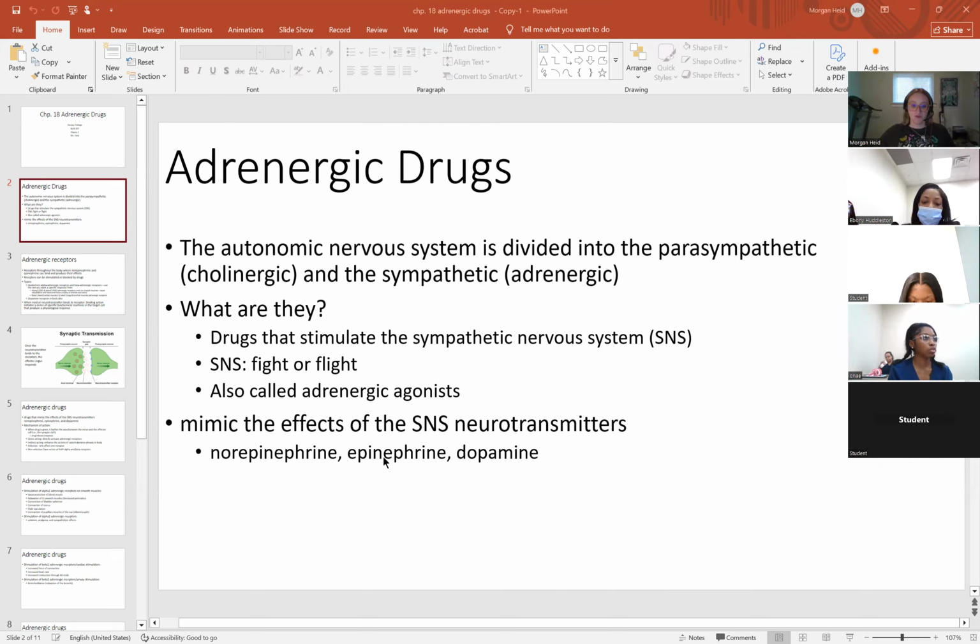So what neurotransmitters do these ones use? The norepinephrine and the epinephrine. And sometimes dopamine, but mostly the norepinephrine and the epinephrine. Because those are what's going to simulate my fight or flight.